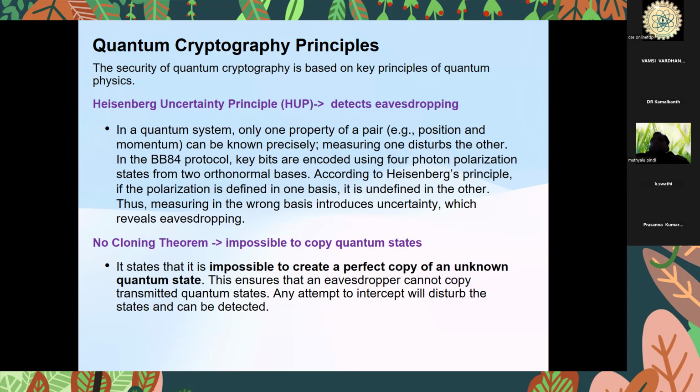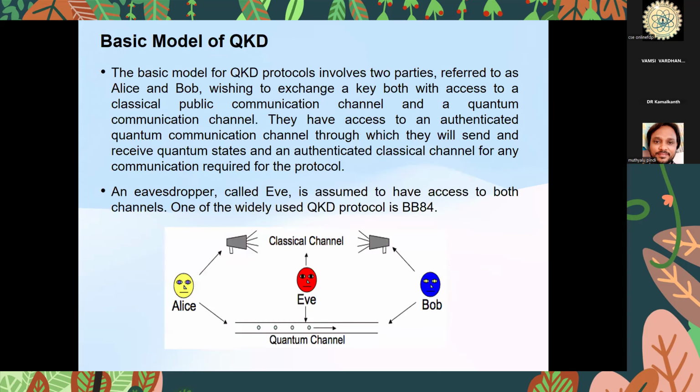That means even if the attacker cannot copy the transmitted quantum state, any attempt to intercept will disturb the state and can also be detected. If somebody wants to intercept the quantum state, it will be disturbed so that we can detect it. So this is the basic model of the quantum key distribution protocol.